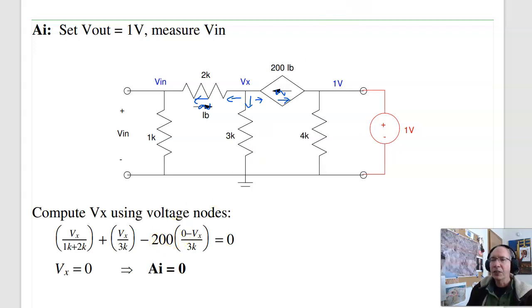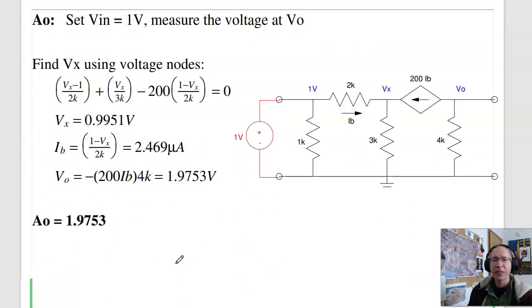That's one way to solve. Second way to solve is to guess. If I can guess the answer, I don't have to solve. 0 is a pretty good guess. In this class, if you have no idea, guess 0. I'm going to guess 0 and see if it works. If Vx equals 0, then the current left is 0, current down is 0, current right is 200 times 0. 0 plus 0 plus 0 equals 0. 0 works. So Vx equals 0, Vn is 1/3 of Vx, also 0. AI equals 0. You can get that. That's actually something that's really good.